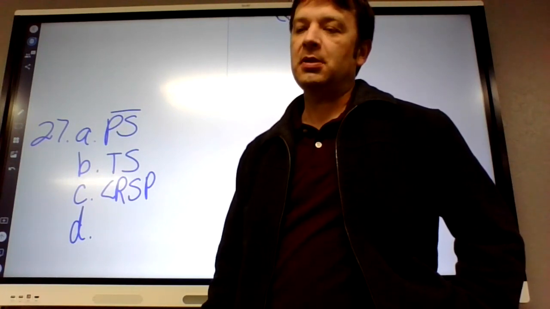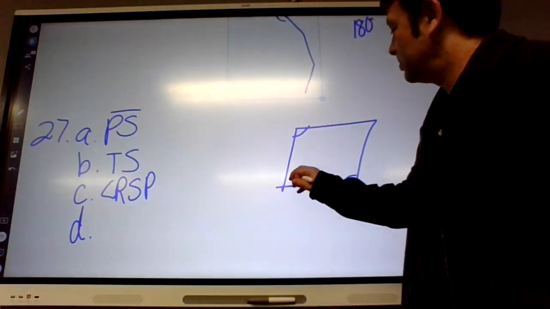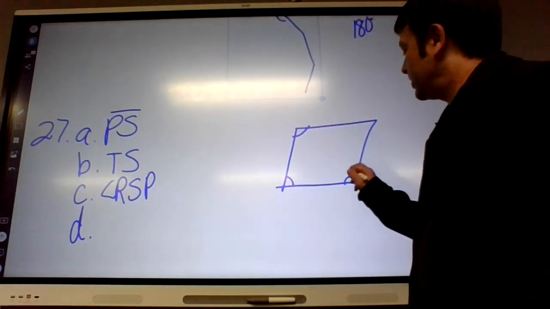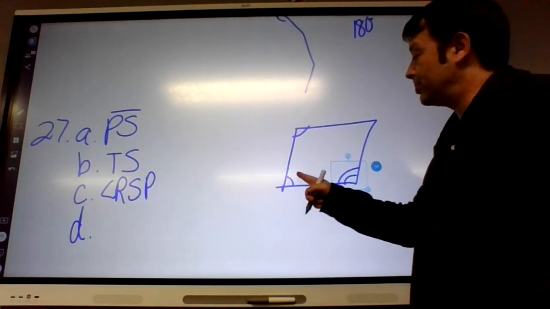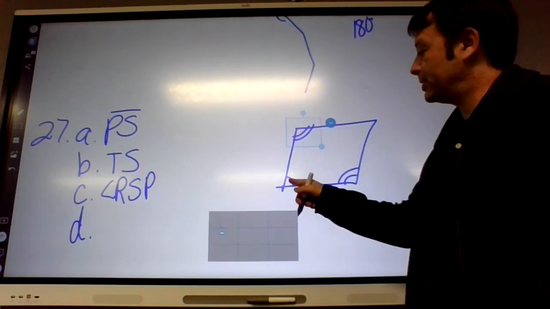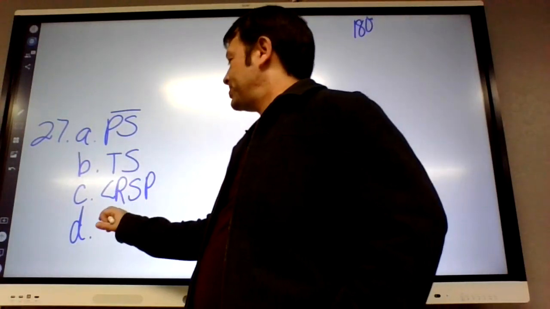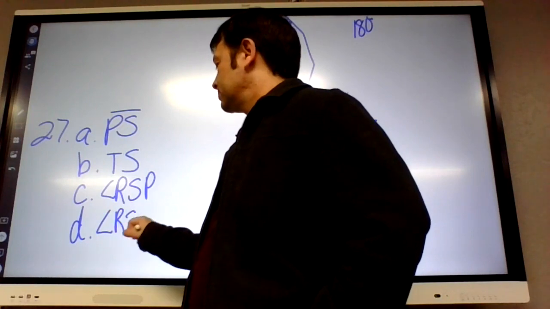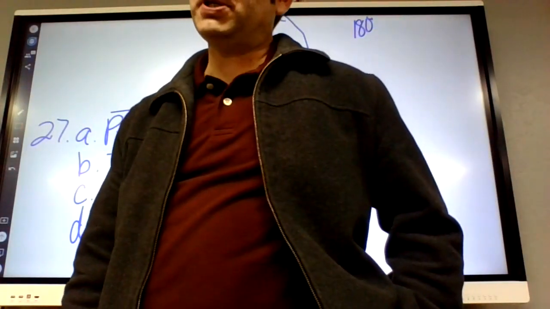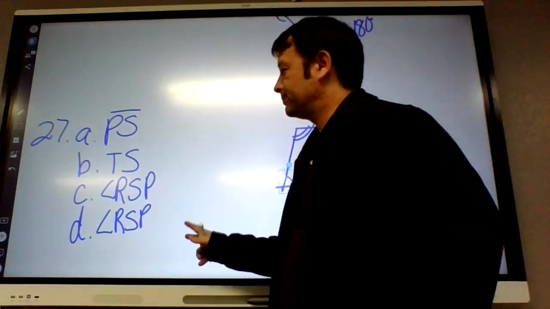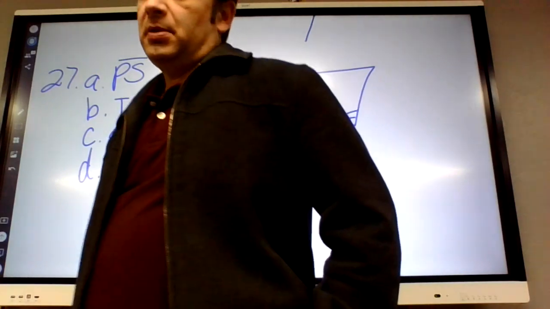QRS. PSR. Why is it PSR? Because they call it consecutive angles. So these two angles add up to 180, or these two angles add up to 180. So yes, we can say RSP again, or PSR. That's fine.